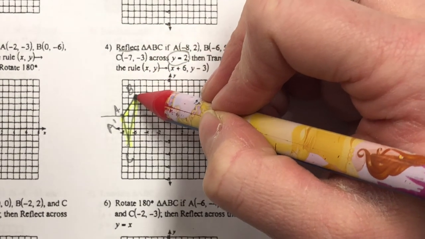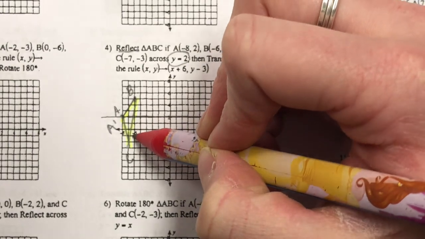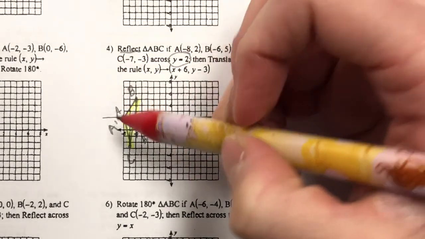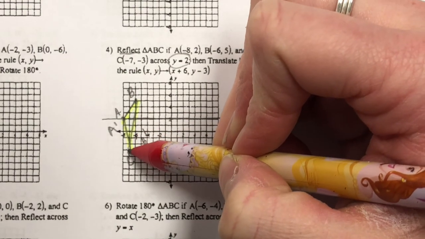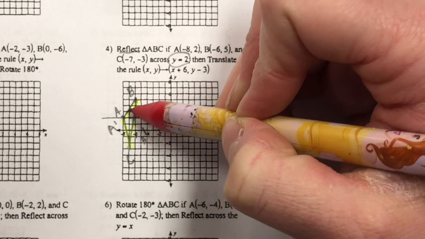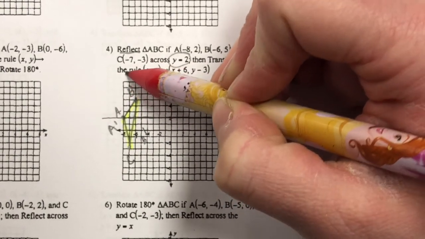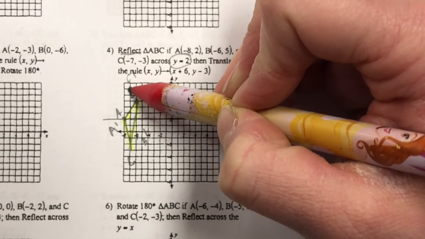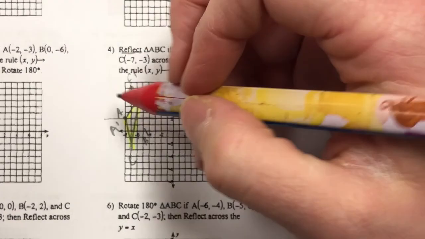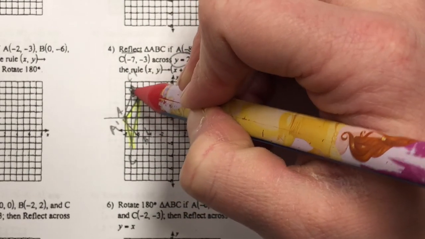Okay, then B, we count to our mirror line, 1, 2, 3, and then through the other side, 1, 2, 3. Now this is B prime. And again, make sure you label. C, we're gonna stay on the same line. It is 1, 2, 3, 4, 5 away. So then 1, 2, 3, 4, 5 away on the other side. This is C prime, and it's tricky to see. Okay. Anyways, now we are going to connect our dots, and we have reflected across y = 2.